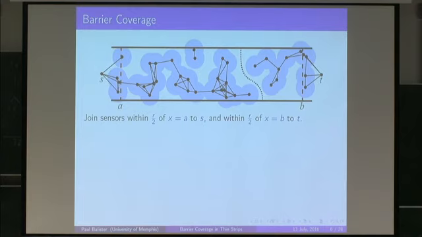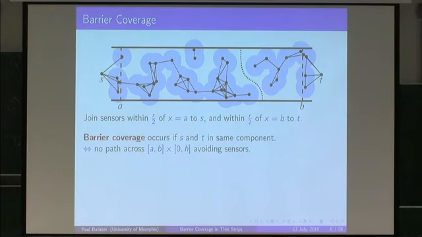Now, what I said about the topology, it being equivalent to a path going from left to right, we can actually make this very precise. If I join sensors within r over 2 of a left-hand boundary and r over 2 of a right-hand boundary, introduce some fake vertices, S and T, and join them up like this, then in fact we have an exact equivalence between barrier coverage: you can get across if and only if you don't have a path from S to T in this slightly expanded graph.